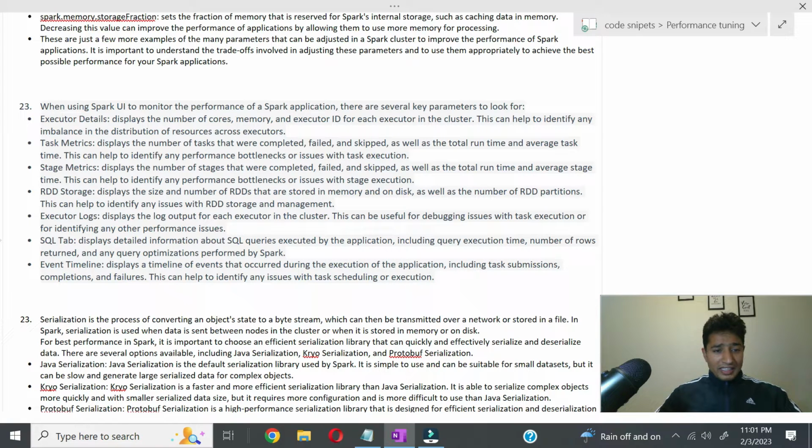Then we go for RDD storage, which displays the size and amount of RDD data stored in memory and on disk. Executor logs, SQL tab. The SQL tab displays the SQL query executed by the application, including the execution time, number of rows returned, and any optimization performed by Spark. Event timeline, again a very important bit, displays the timeline of events that occurred in the execution of the application. So to monitor performance, you will go for Spark UI. In Spark UI, you will look for these particular details, right?